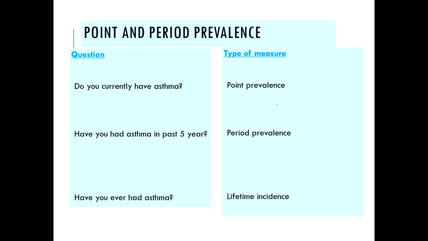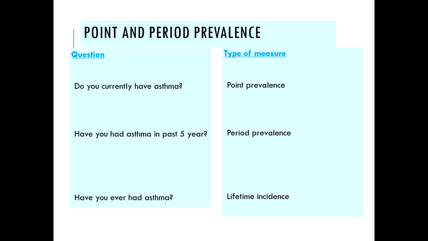the difference between period and point prevalence can be identified by the questions which you ask. For example, if you ask a question, do you currently have asthma, it means you are interested in asking about the point prevalence, because currently you are having asthma. It means you are interested in calculating presence of asthma at this particular point in time. Have you had asthma in the last 5 years will give you the period prevalence. And have you ever had asthma during your lifetime? It will give you lifetime prevalence.